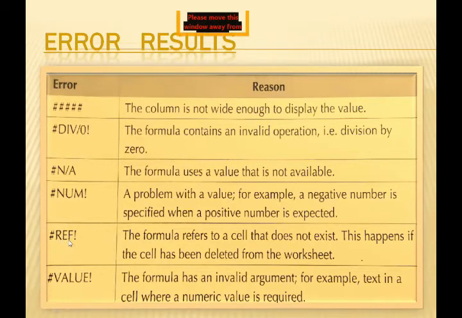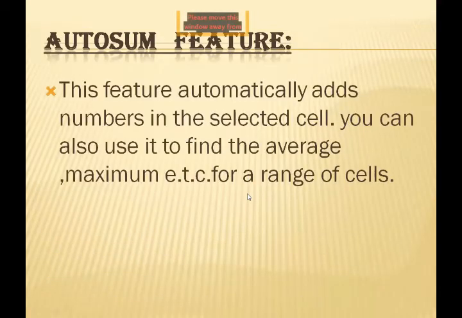Hashtag REF, for reference, and then an exclamation mark. The formula refers to a cell that does not exist. This happens if the cell has been deleted from the worksheet. Hash VALUE and then an exclamation mark. This error appears when the formula has an invalid argument, for example, text in a cell where a numeric value is required. Now move towards the next slide, that is the auto sum feature.